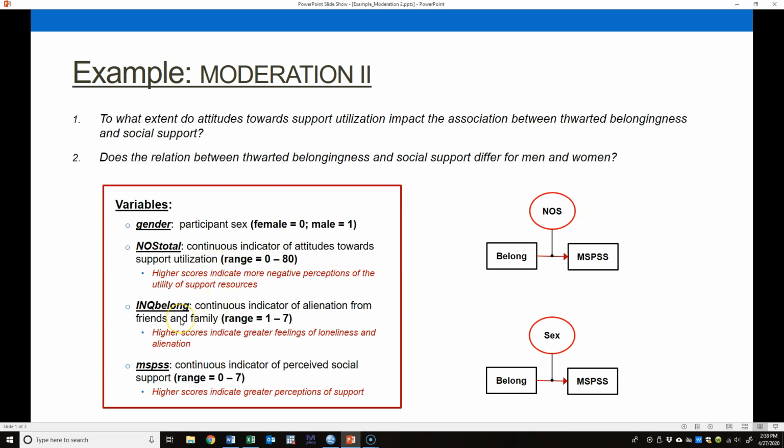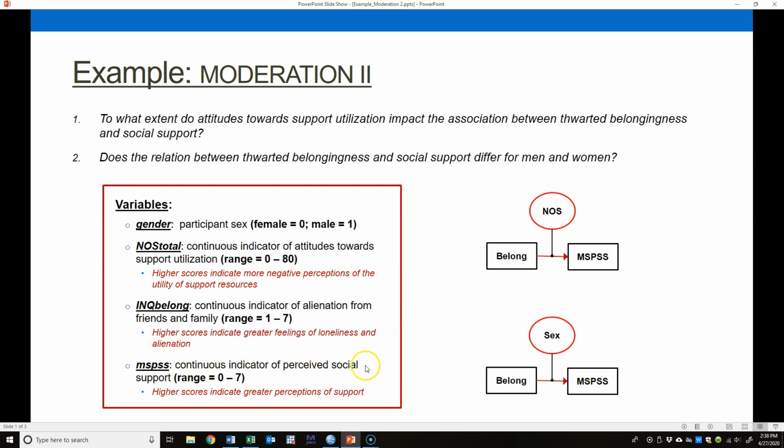And then we have this INQ belonging measure. This is going to be an indicator of feelings of alienation from friends and family, where 0 or 1 is not feeling alienated or disconnected. High levels, 7, being that I don't feel connected, or I feel high levels of loneliness and alienation. And then our MSPSS, this is just perceived social support.